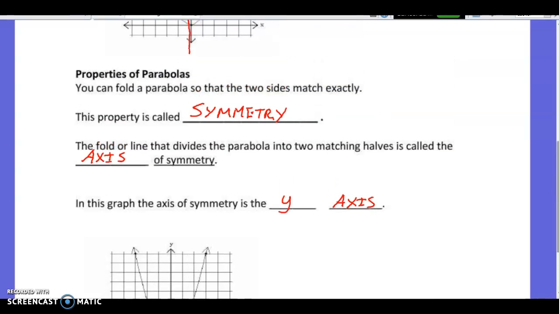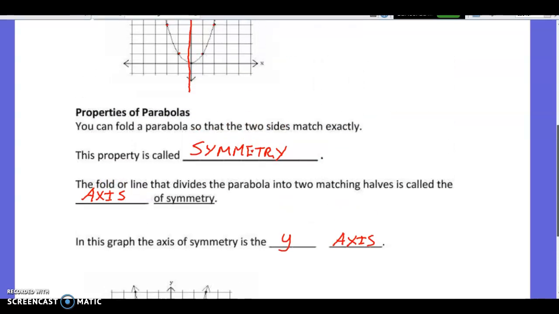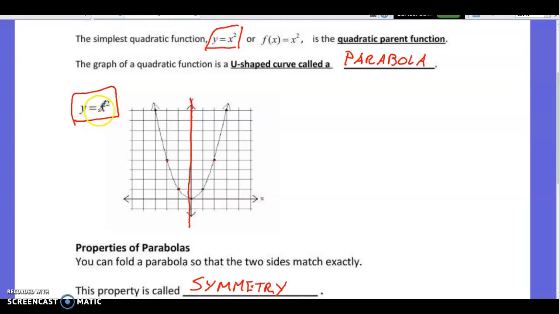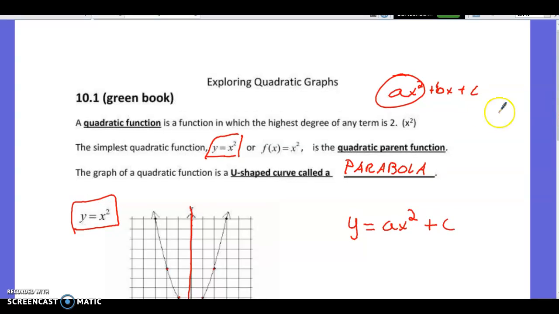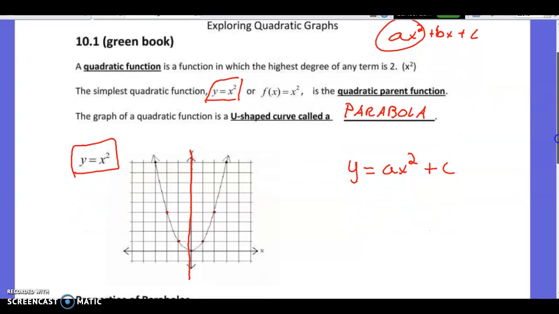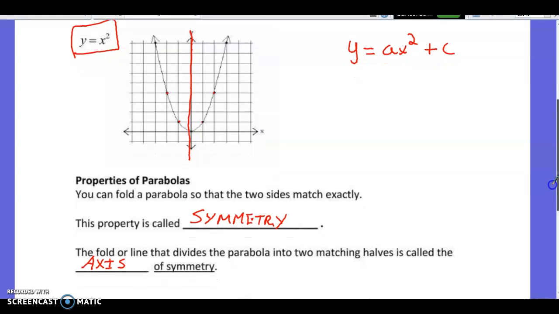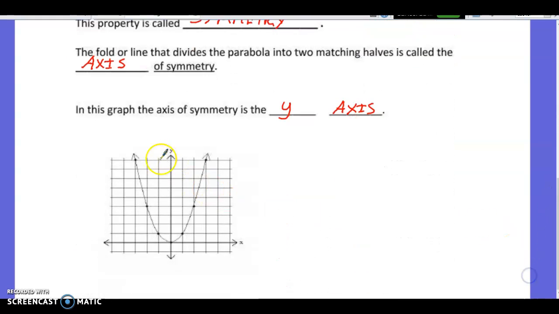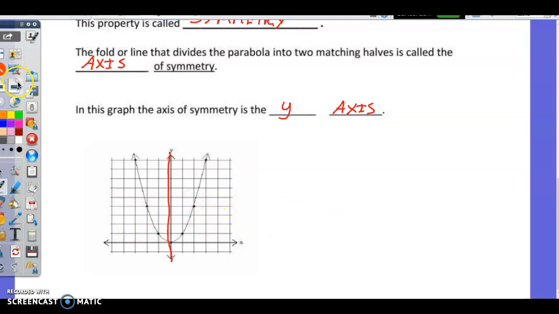It's not always going to be the y-axis, but in the parent function where it's just y equals x squared or y equals ax squared plus c, meaning there's no x term, the axis of symmetry will be that y-axis. So you can see that here. So there's always going to be a parabola we can fold over an imaginary line called the axis of symmetry, which will divide that graph in half.